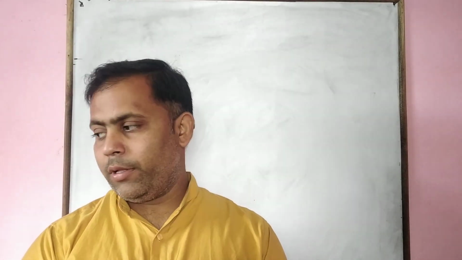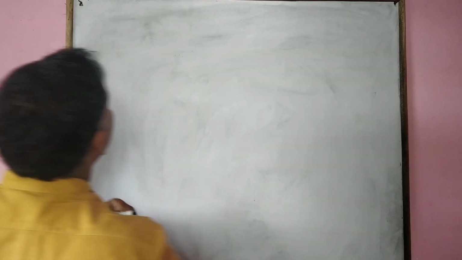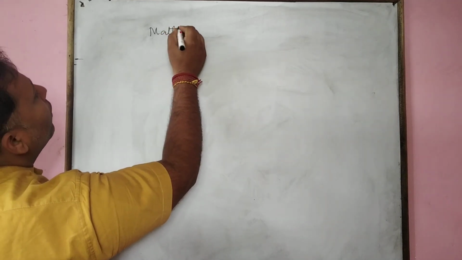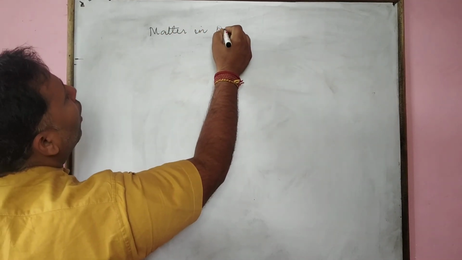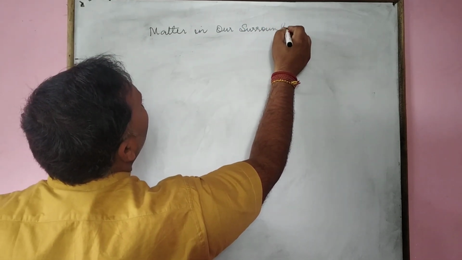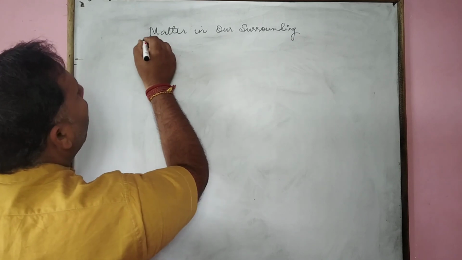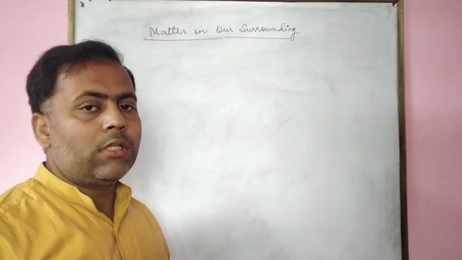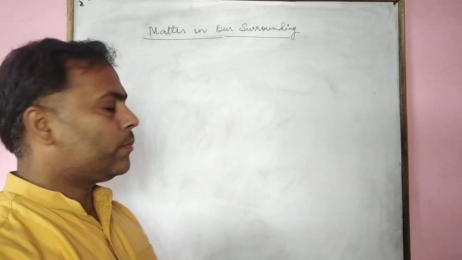Start the first chapter of chemistry, class 9th. In the first, we will discuss the matter and its property. Clear? First of all, we will discuss what is matter.